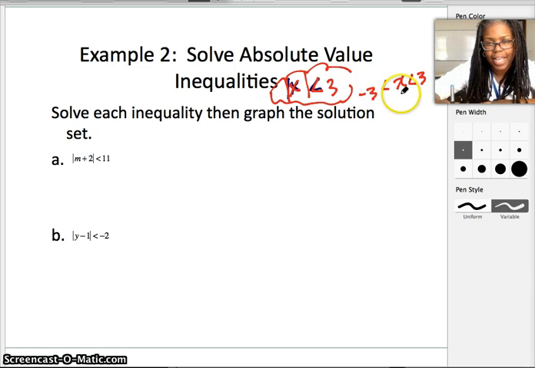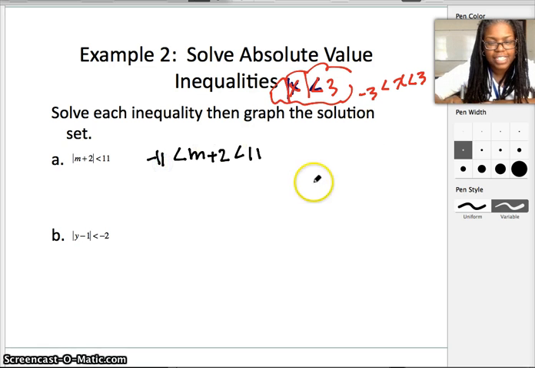That's what we said on the last page. We're going to solve this with that in mind. When we have the inequality symbol in this direction and our absolute value symbol on the left side of it, we are going to write this as m plus 2. This thing has to be between 11 and negative 11.